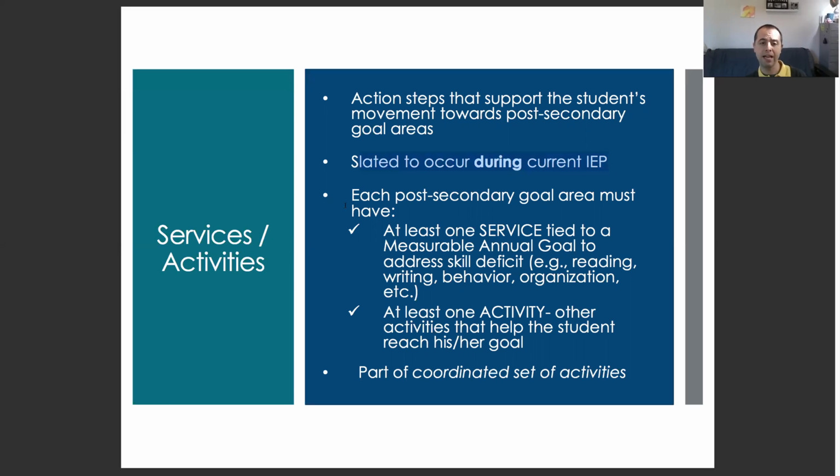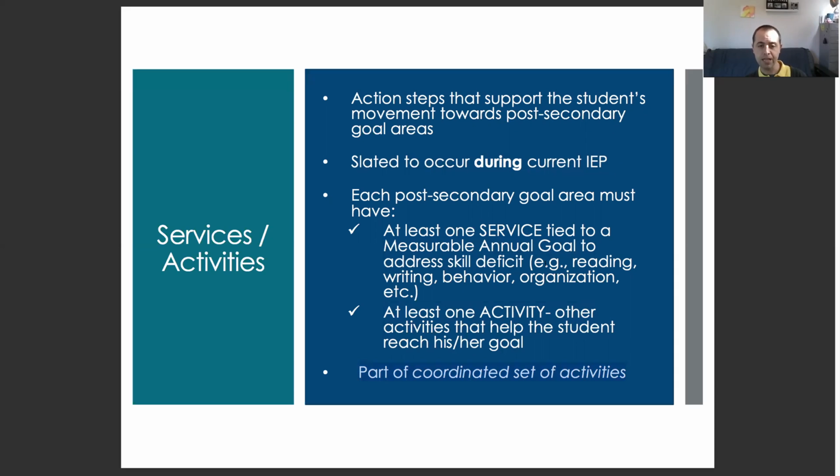And each post-secondary goal area, remember in the grid, there's education and training, employment, independent living. We have to have at least one service. And again, a service is a measurable annual goal tied to that actual post-secondary goal. We also need to make sure that we have at least one activity that helps the students reach that goal. These are all part of those coordinated set of activities.